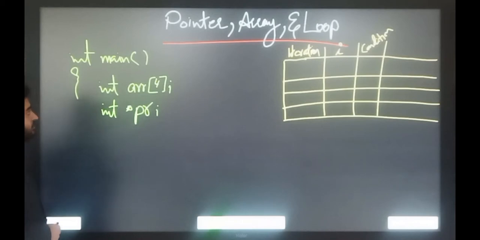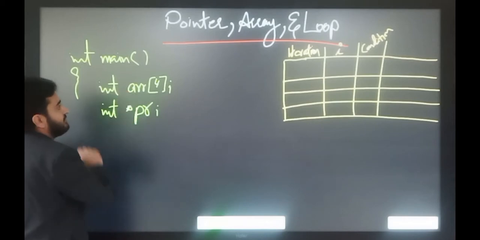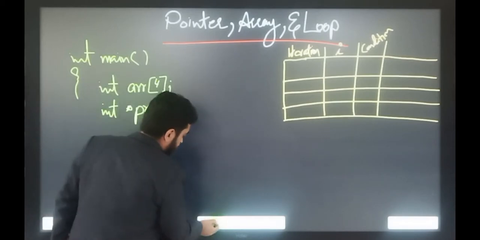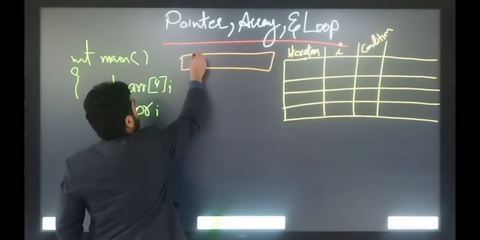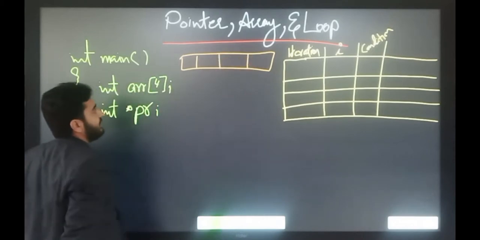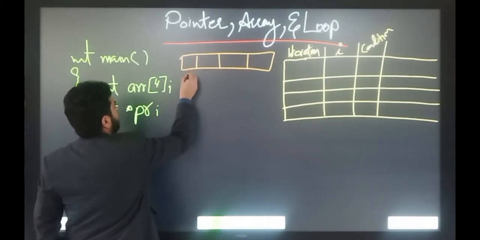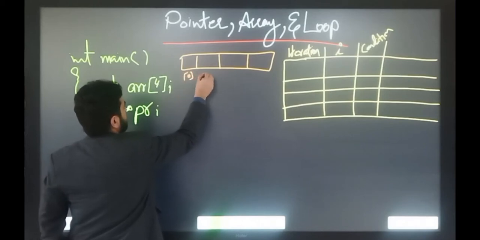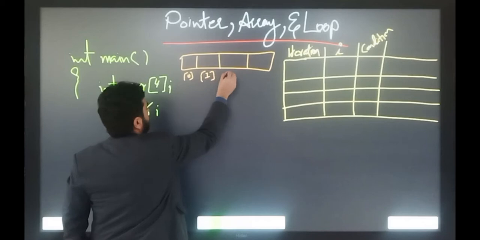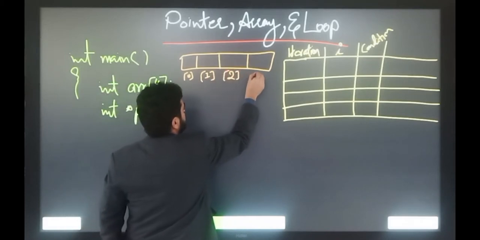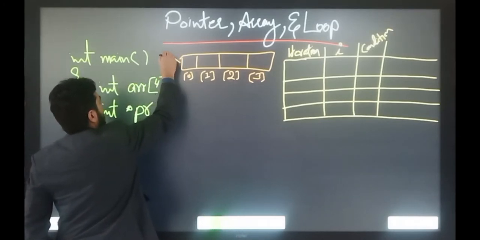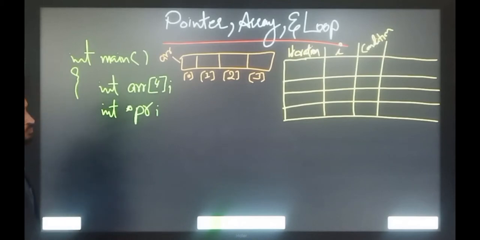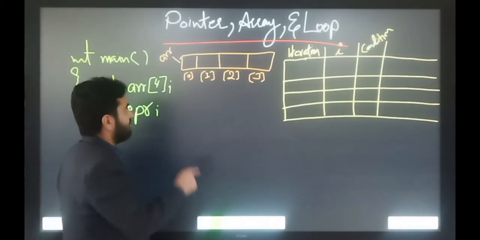Okay, so let's introduce a loop. Through loop we will try to initialize the values in different slots of the array. So let's first visualize the array. For example, this is our array where we have 4 slots in the array. So the first slot of the array has index 0, second slot has index 1, third slot has index 2, and fourth slot has index 3, and the name of this array is ARR, okay, which is pointing to the first address of this array.